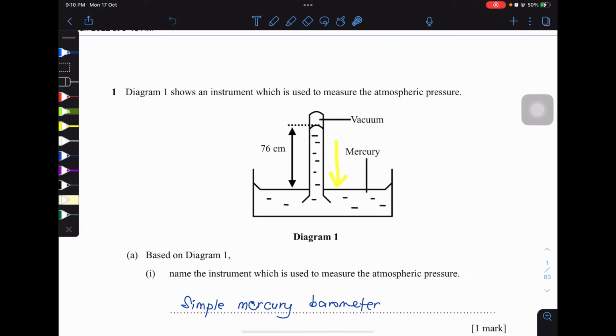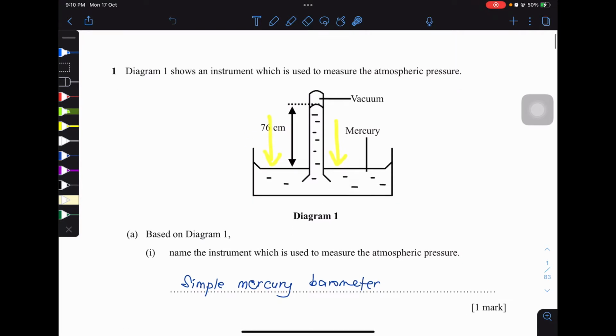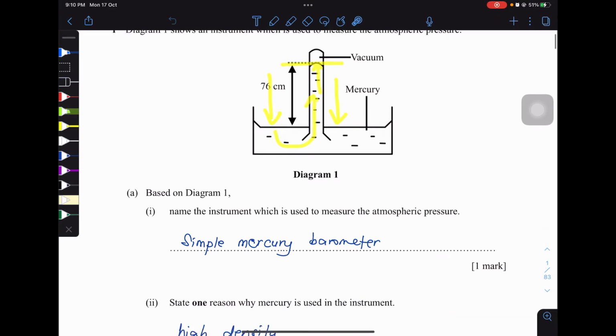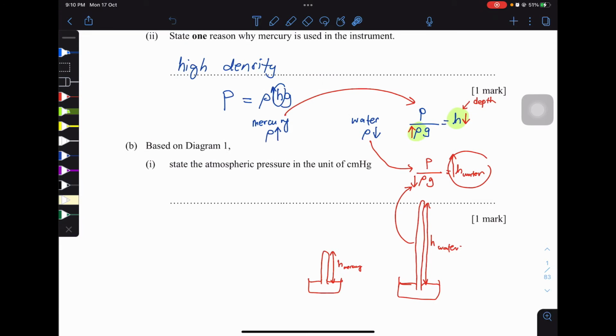Since inside is vacuum, with no air particles, this represents the atmospheric pressure. The force pushes, so this is the pressure. Because of that, the mercury rises up to this level. So we have 76 centimeter Hg. As simple as that.